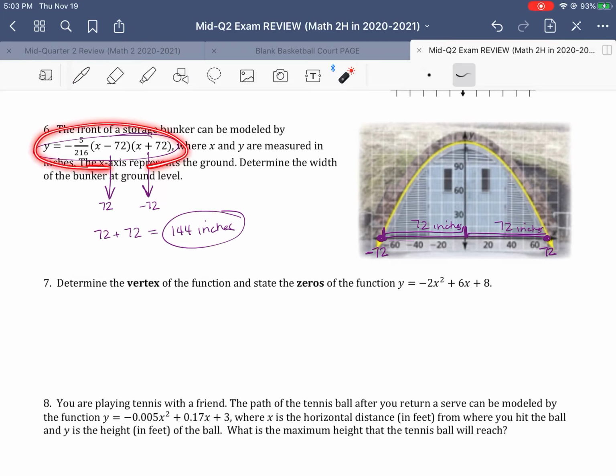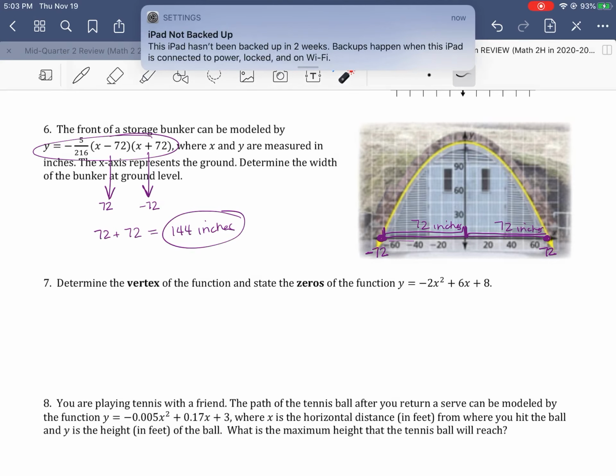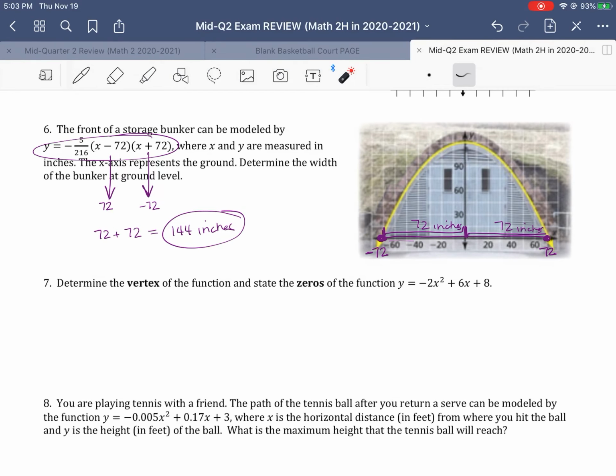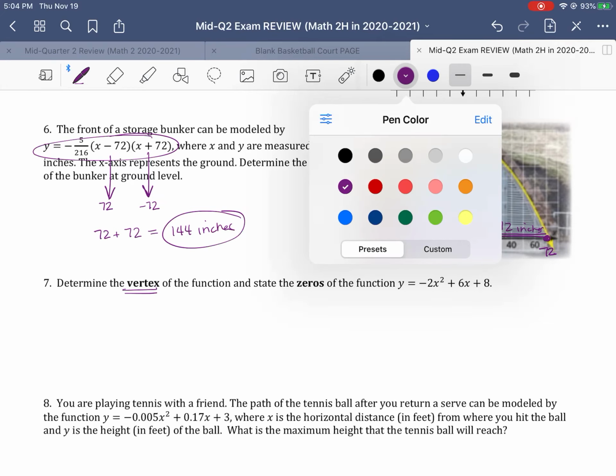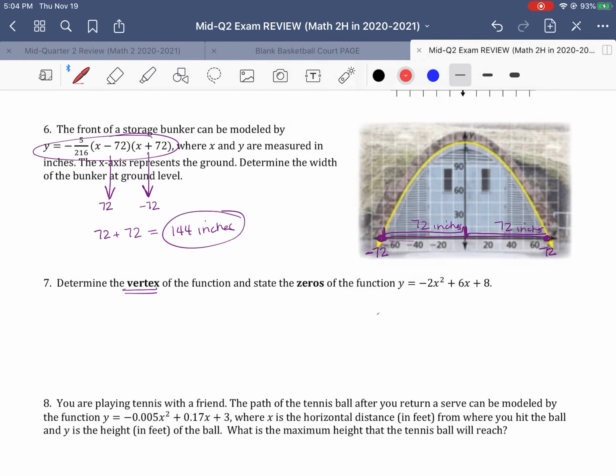So that's just utilizing our intercept equation along with a diagram. Number 7: determine the vertex of the function and state the zeros of the function. Remember, the vertex of the function we either find from vertex form, or we're given a function in standard form. Standard form has an a value, a b value, and a c value instead of the h and the k.